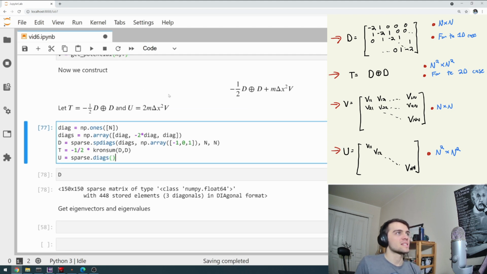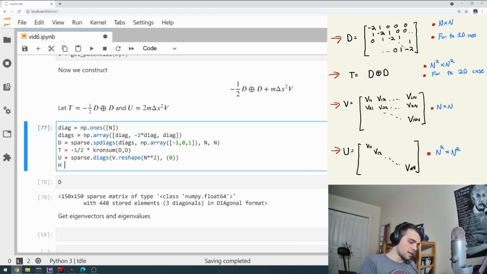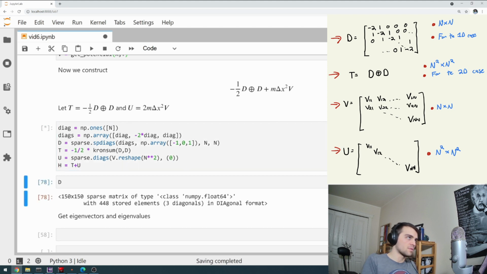Remember that mu is this V, and V needs to be stretched out along that diagonal, like I talked about during the notes. V is like a 2D grid, but we stretch it out like we do with the wave function, and we put it on the main diagonal of a matrix. So I need to go v.reshape. It gets reshaped into an n squared vector. Remember that V is a grid, and now it's reshaped into an n squared vector. And I'm going to put this on the main diagonal of a matrix. So that's mu, and then H is equal to T plus mu.